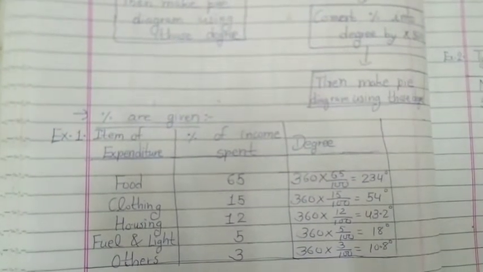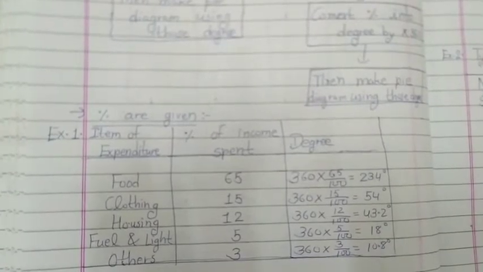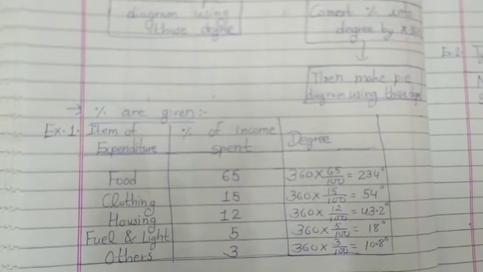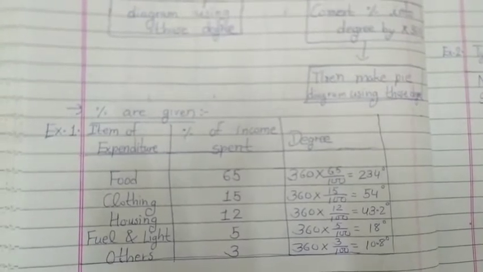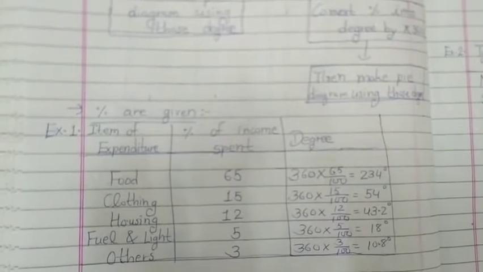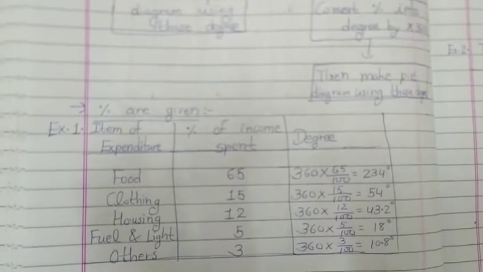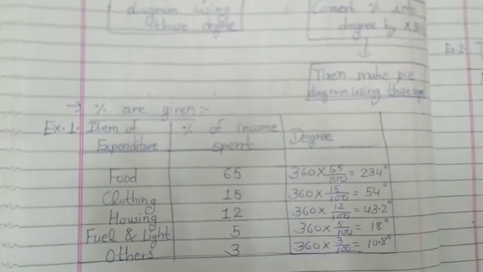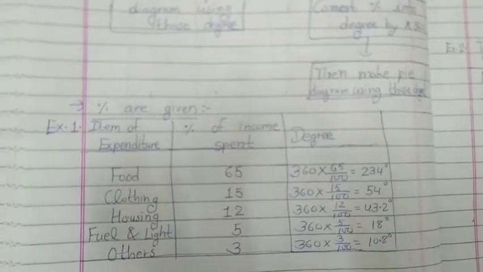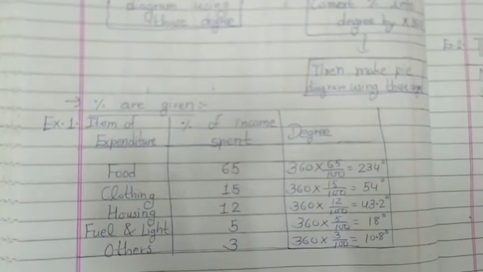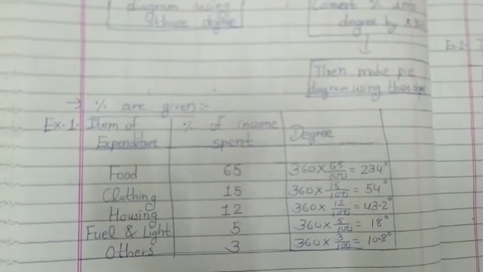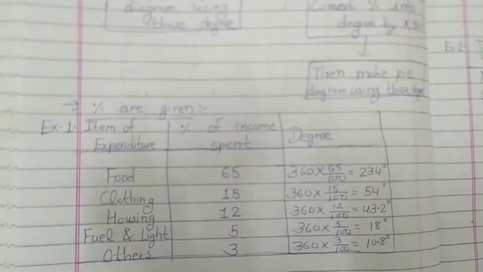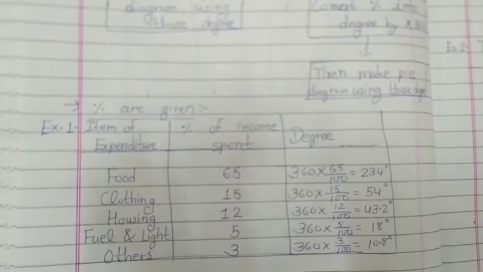Now next, 15 percent. So 360 into 15 upon 100. So we will find 54 degrees. Next, 12%, 360 into 12 by 100, 43.2 degrees. Next, 5, 360 into 5 upon 100, 18 degrees. Next is 3, 360 into 3 by 100, that is 10.8 degrees. Now we have to make a pie chart using those degrees.